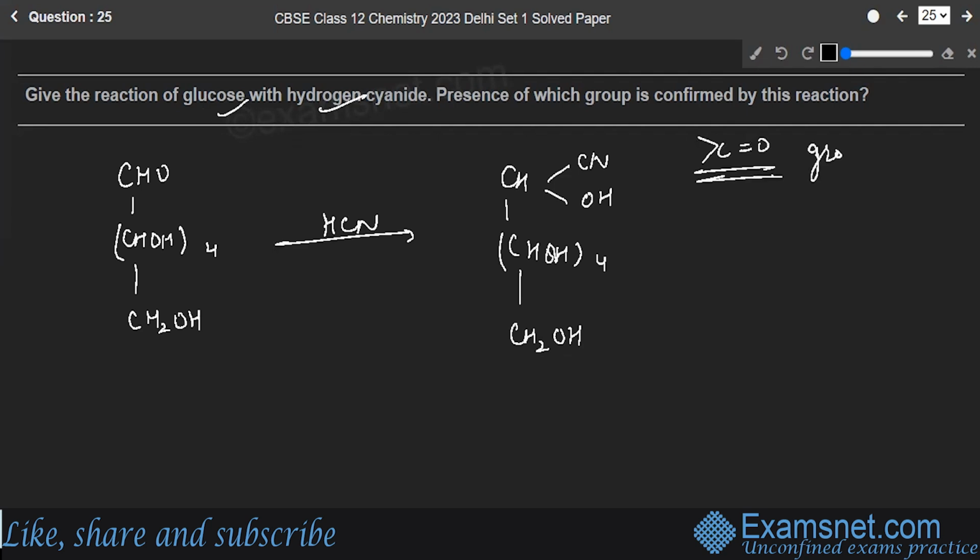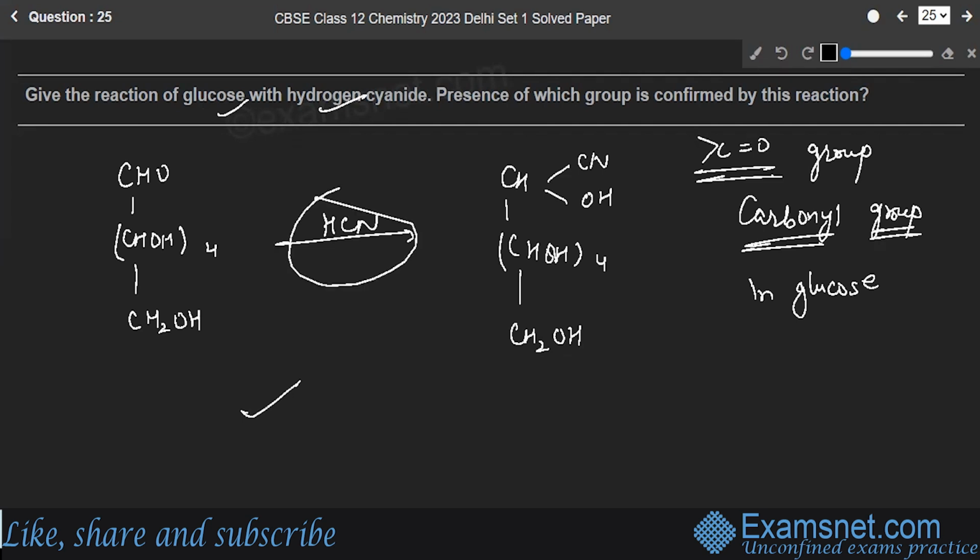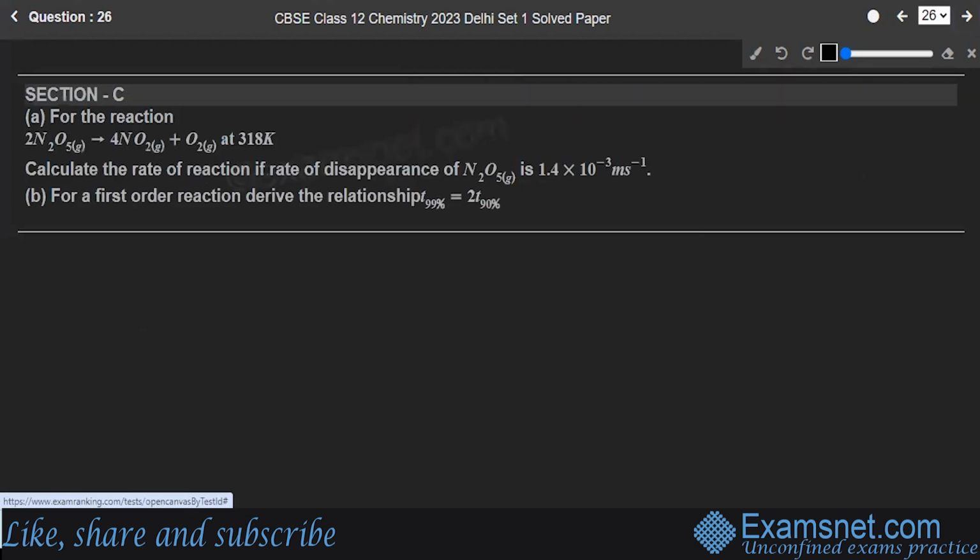Now this reaction confirms the presence of the carbonyl group in the glucose. Hope you're clear with this. This is the reaction of glucose with hydrogen cyanide, and this particular reaction confirms the presence of the carbonyl group in the compound. Hope you're clear with this. Next is question number 26.